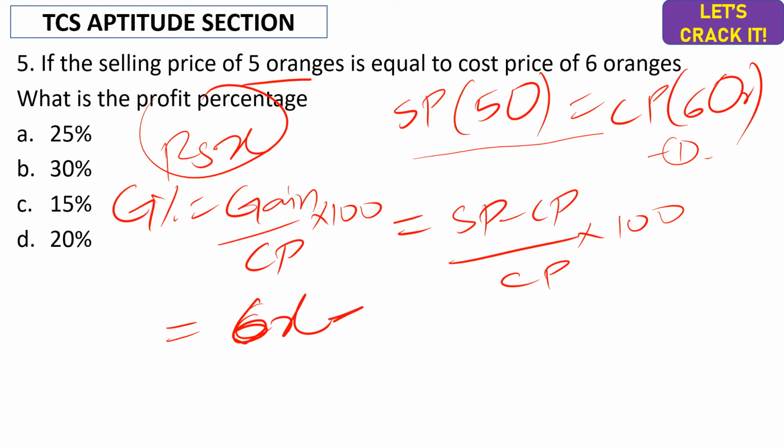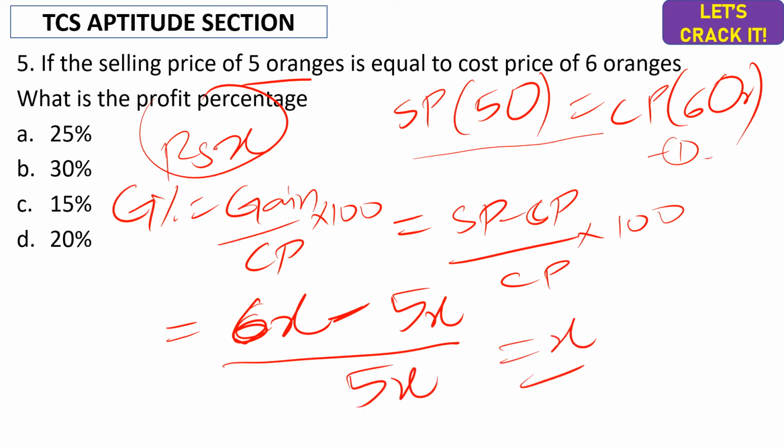So 6x minus CP. CP will be 5x, because 1 orange costs x, so the cost price of 5 oranges is 5x, divided by again the CP, which will be 5x. So (6x minus 5x) by 5x into 100 is equal to x by 5x into 100. Finally I get 20 percent. Option D is the correct answer.